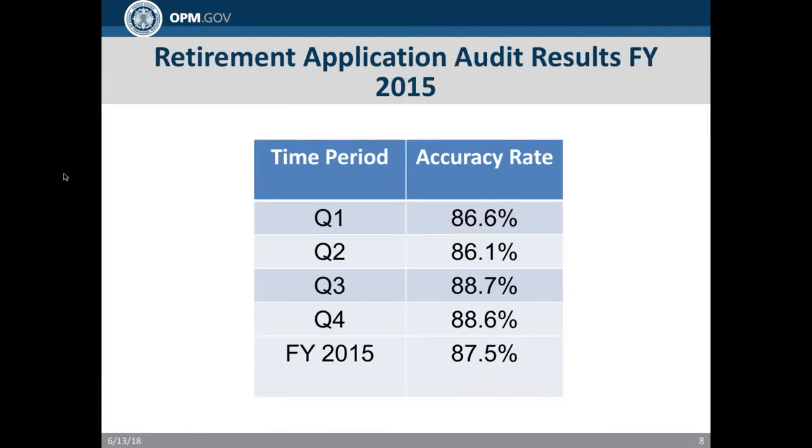And here's a snapshot from 2015. It's just the quarterly breakdown. So quarter one, it was an 86.6%. And then the average of the four for fiscal year 2015 was 87.5%.